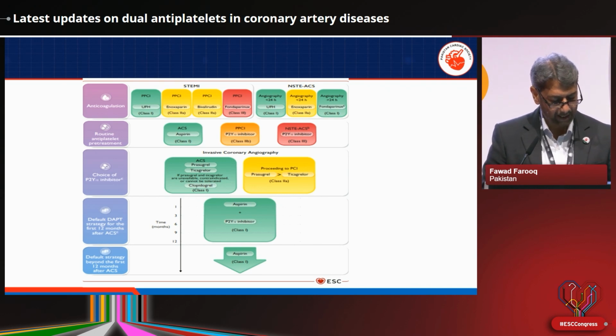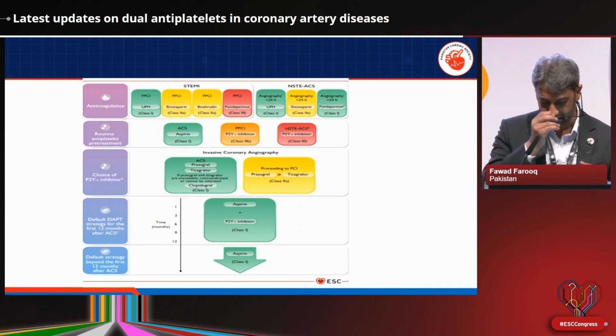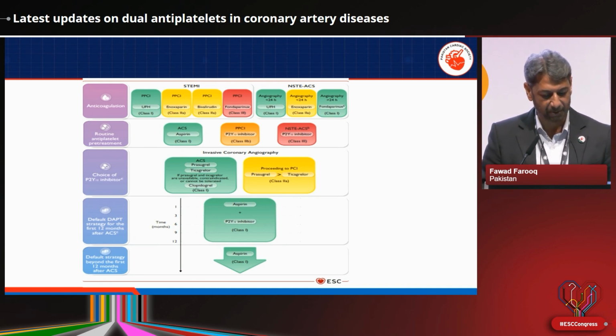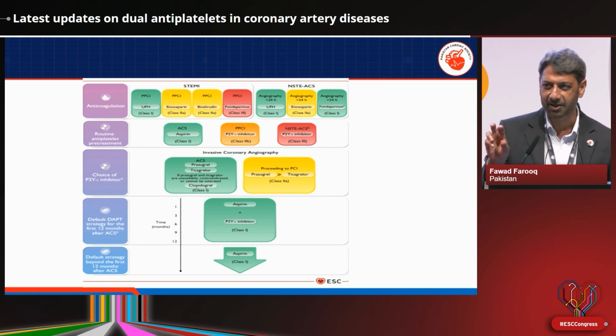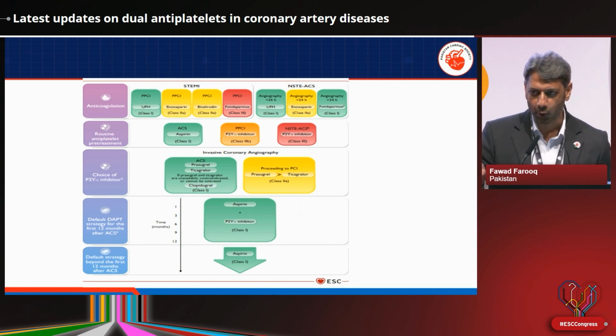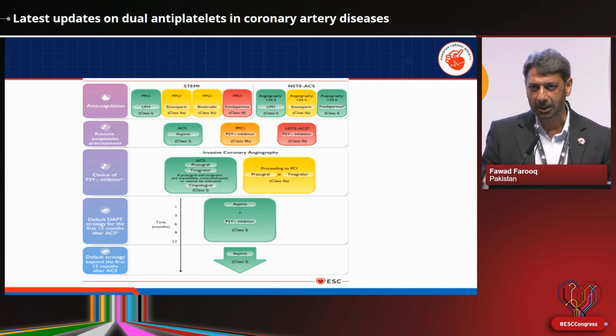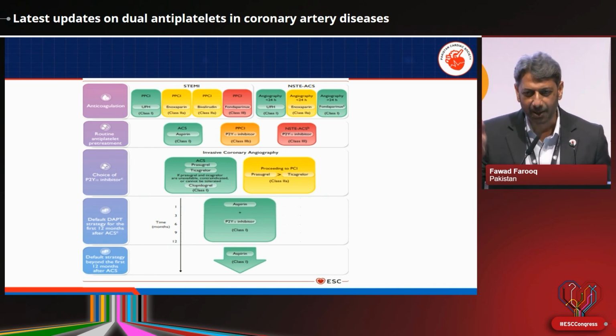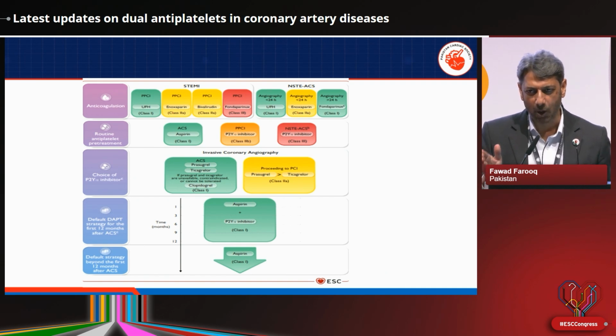Then routine antiplatelet aspirin is class 1, while P2Y12 in non-ST-ACS is class 3 as a routine. That's a key point: giving a P2Y12 inhibitor to every non-ST-ACS patient is now class 3. You have to identify which patient, at which dose and which drug, and then plan accordingly, like the patient's clinical characteristics or time of intervention, or whether you are managing delayed, early or immediate intervention. According to that, you have to offer the P2Y12 inhibitor.